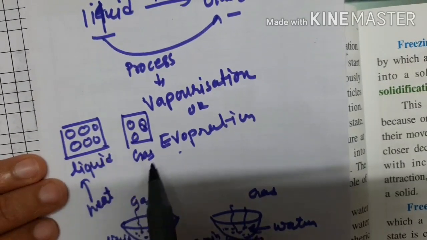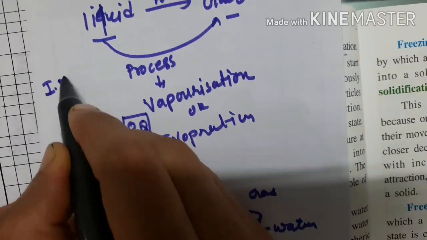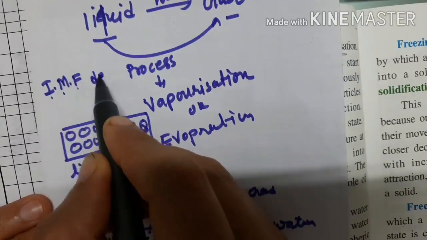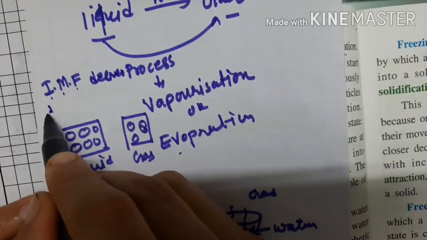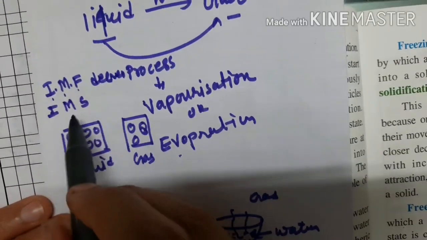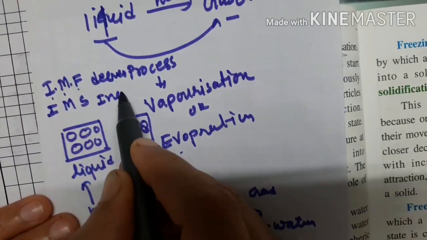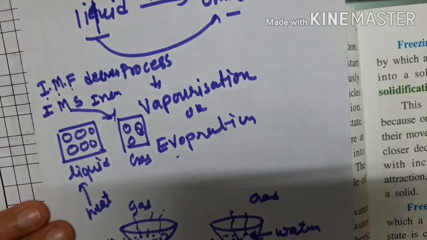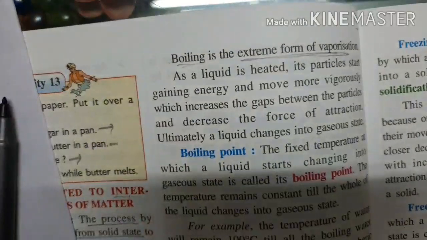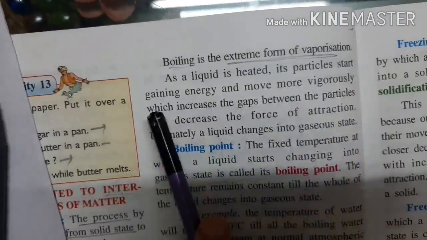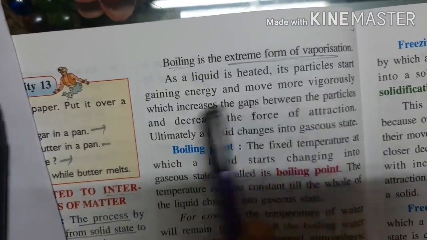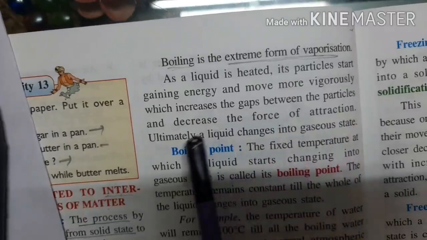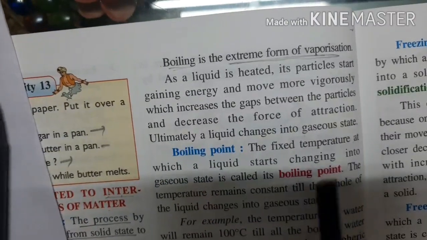Intermolecular force of attraction is decreasing. I am writing it in short: intermolecular force decreases, and intermolecular space increases, then it becomes liquid to gas. Remember this point, very important. So when the liquid is heated, its particles start gaining energy and move more vigorously, which increases the gap between the particles and decreases the force of attraction. Ultimately the liquid changes into the gaseous state.